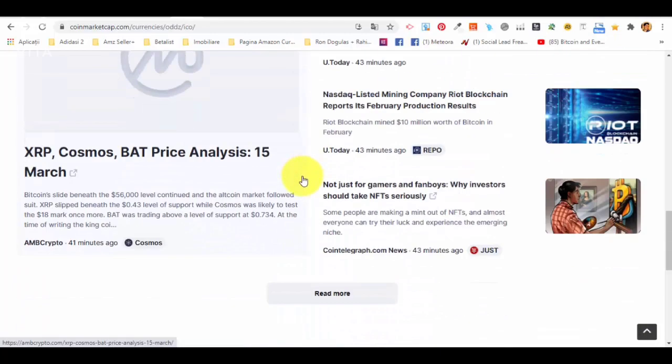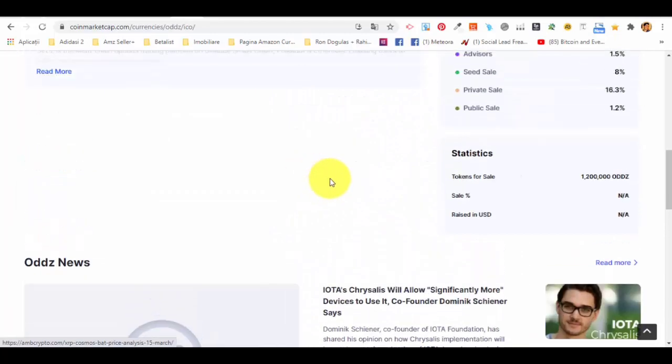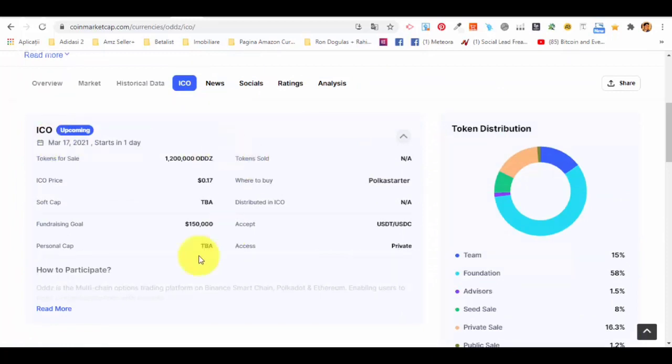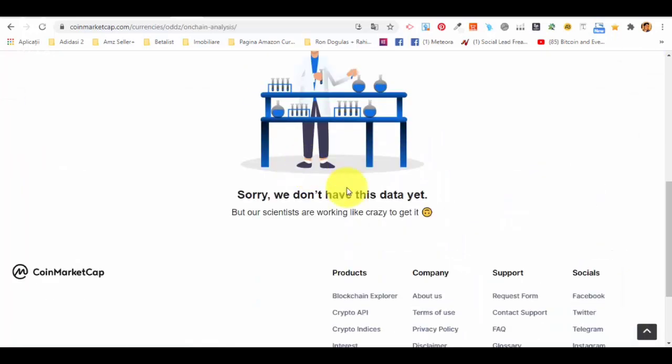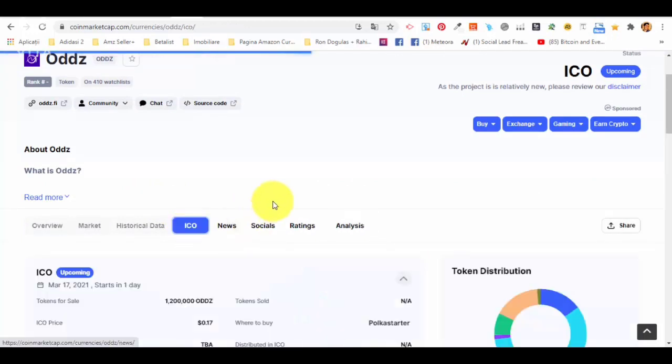And that's the information about the statistics. And then you have news, social, ratings, analysis. You also have an analysis here. We don't have this data yet for this ICO.